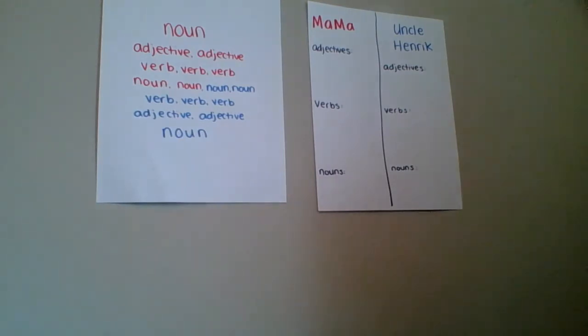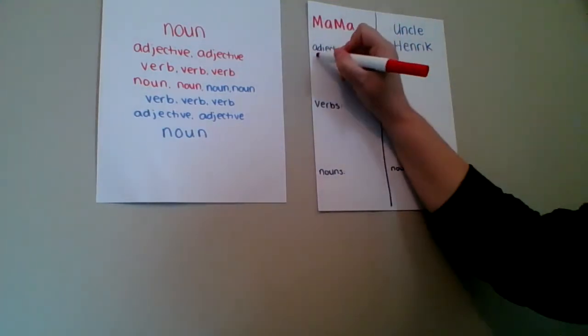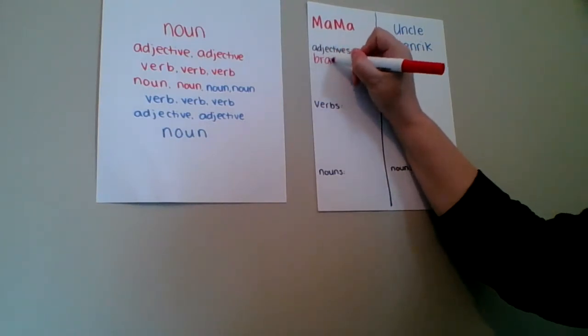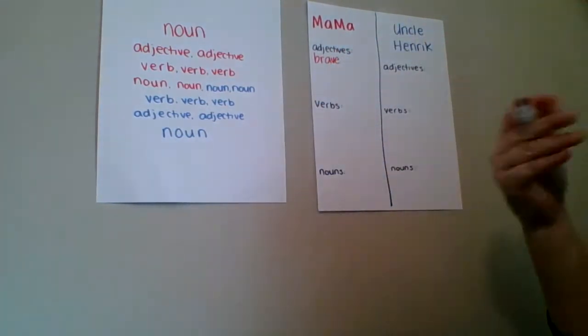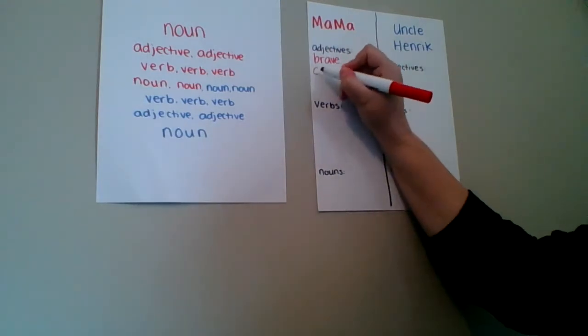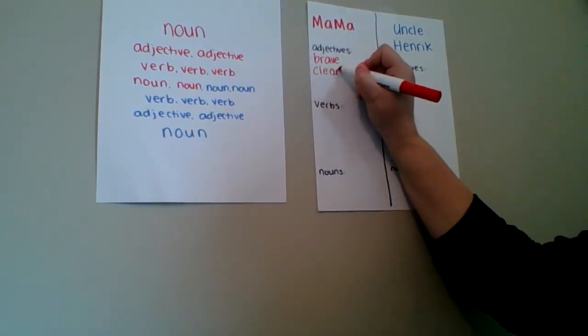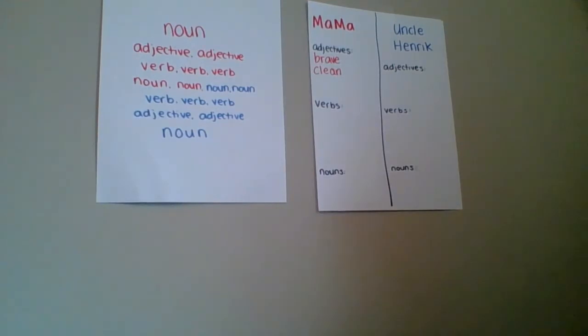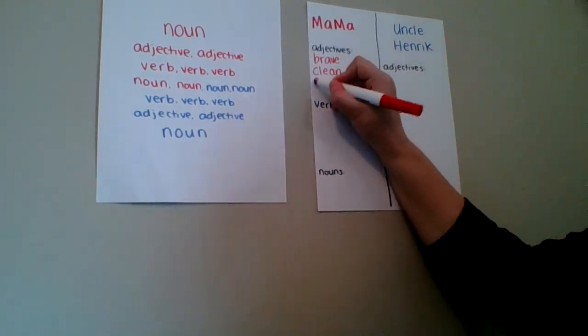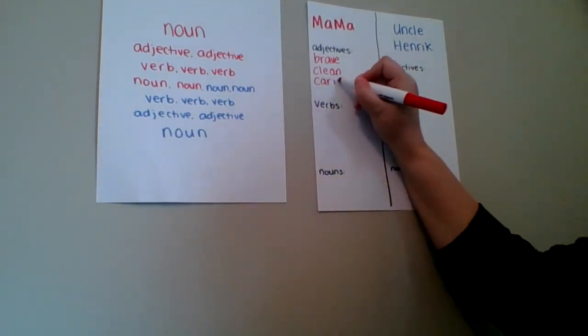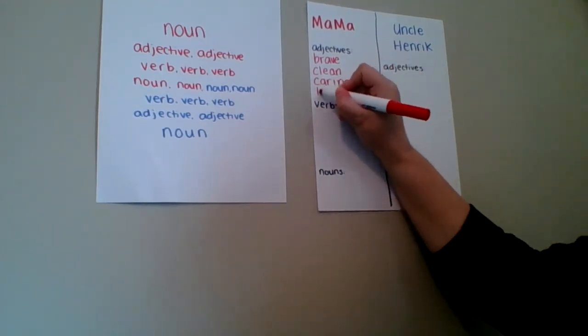Let me start with Mama. I'm thinking of different adjectives or describing words that I can use to describe Mama. I know that she is very brave, I remember she was very clean because she always joked about Uncle Henrik's house not being clean. I know that she was very caring and loving.